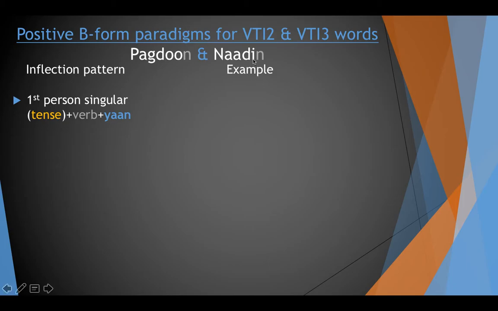I think we would probably get rid of that I sound for our VTI 3s as well, just because of the stress pattern. Yeah. So for first person, Gishpin gi pugdoyan imkuk. If I threw the box. Gishpin, if. Gi, past tense. Pugdo, throw. Yan, I or me. Imkuk, the box. Gishpin gi pugdoyan imkuk. If I threw the box.